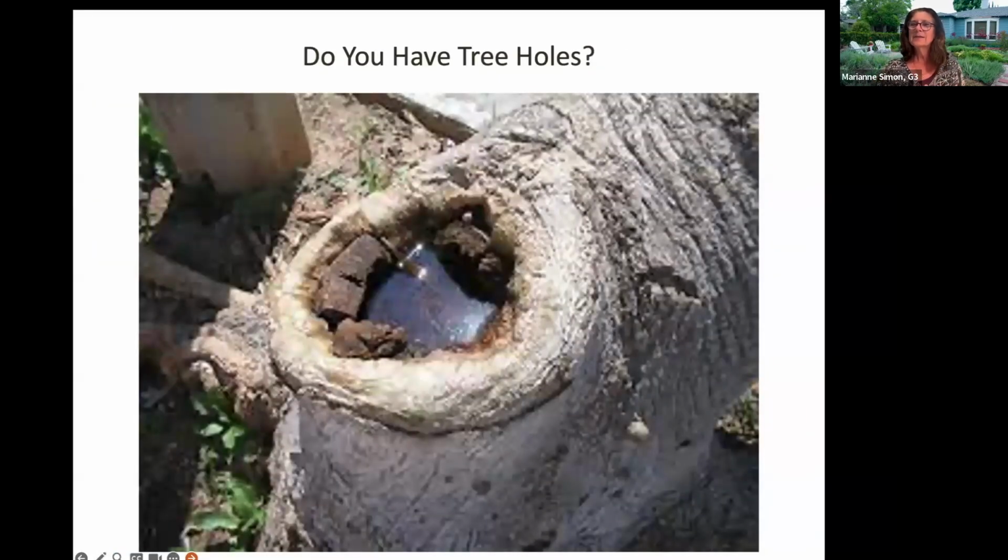And then this one, who would have thought, right? You have a tree that hasn't been pruned very well, or it rains, the water stands there for a few days.